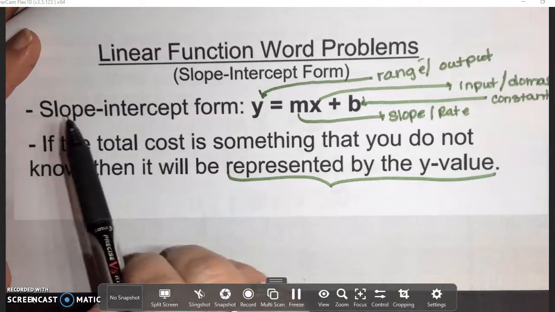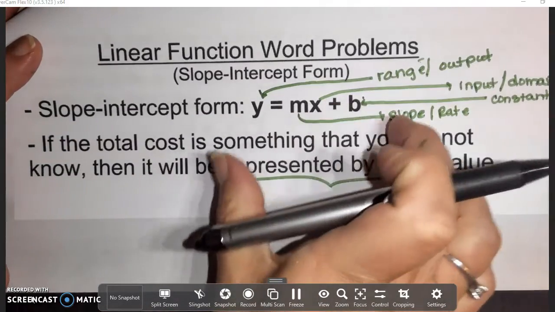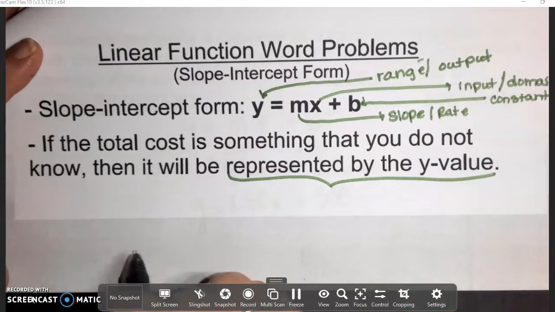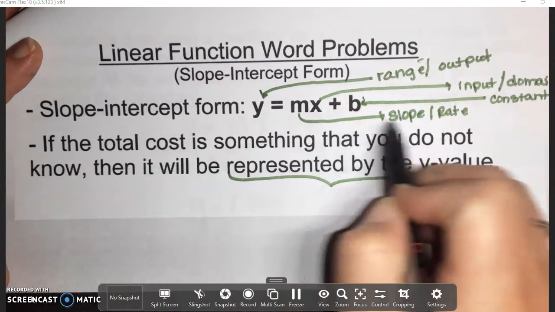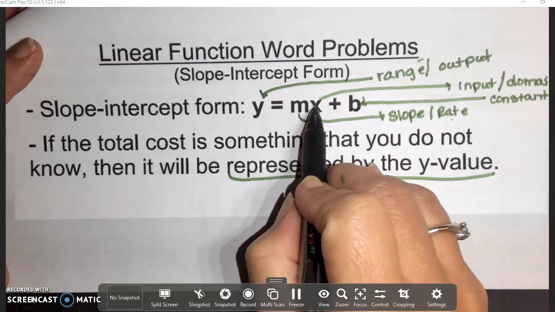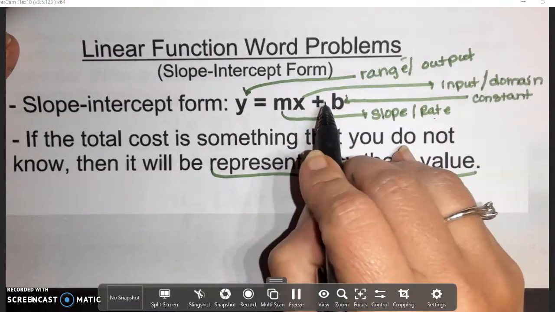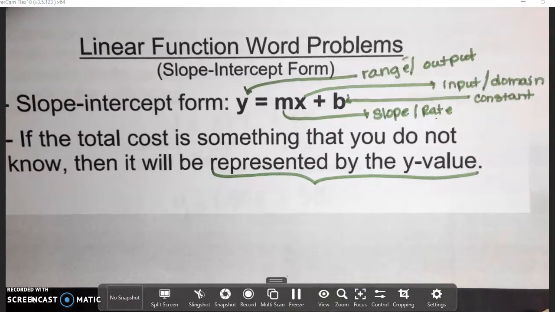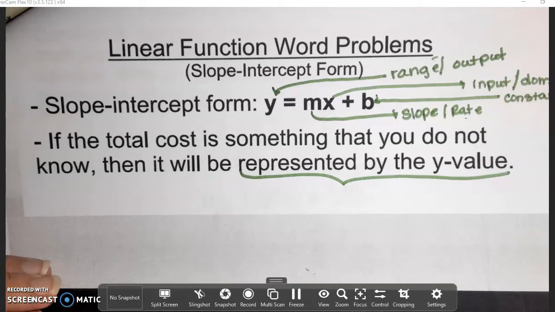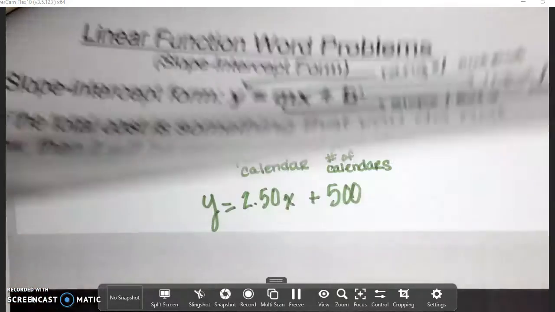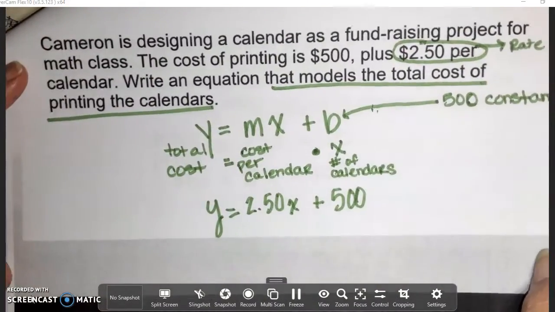Linear function word problems. We have slope-intercept form, which is what you're used to. This is what you did in 8th grade that you liked. The y is the range or the output. The m is the slope or the rate. The x is the input, so how many, how much of the domain. And the b is the constant. If the total cost is something that you do not know, then it will be represented by the y value. So, let's look at this example.